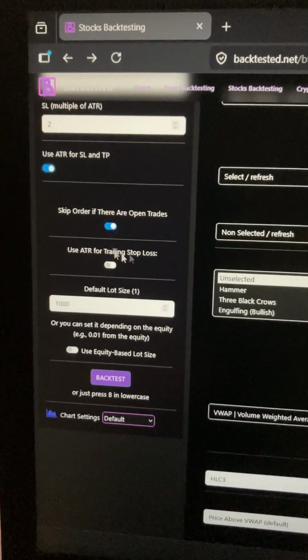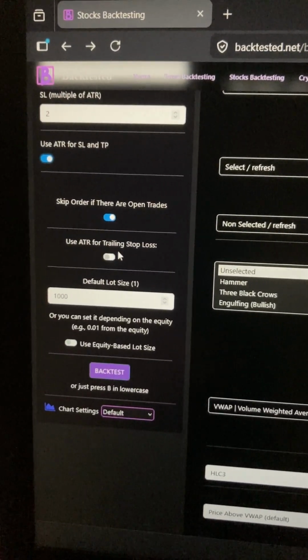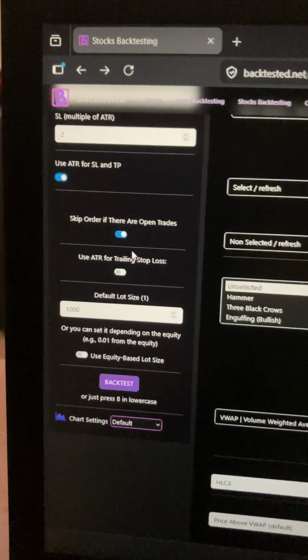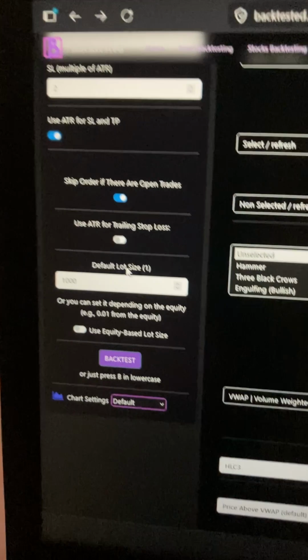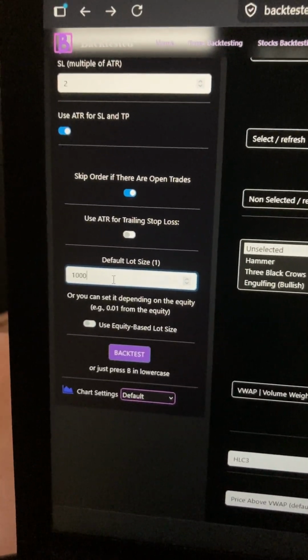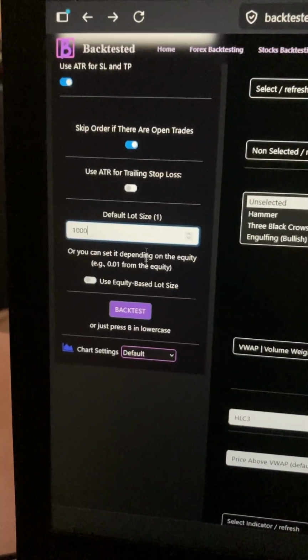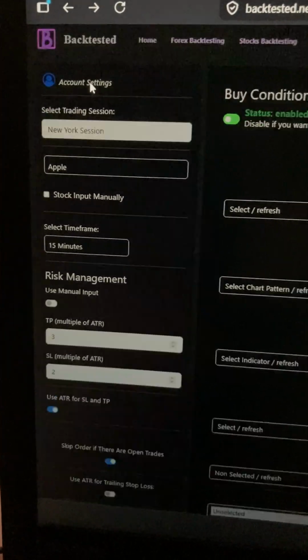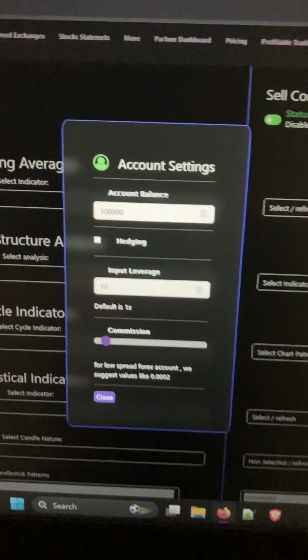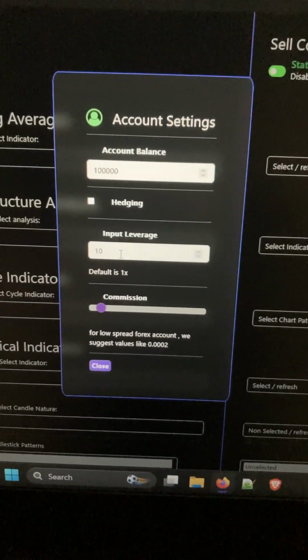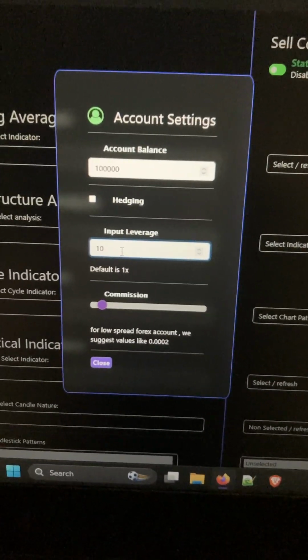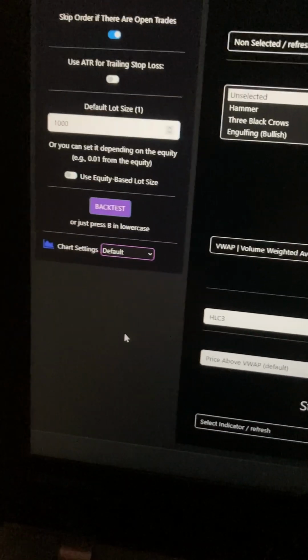And then we have toggled this, which is skipping opening another position if there is already a position. We have here the size, which is 1000 shares, and since the account wasn't able to buy all this, we added the leverage, which is 10x here, and then we have backtested from here.